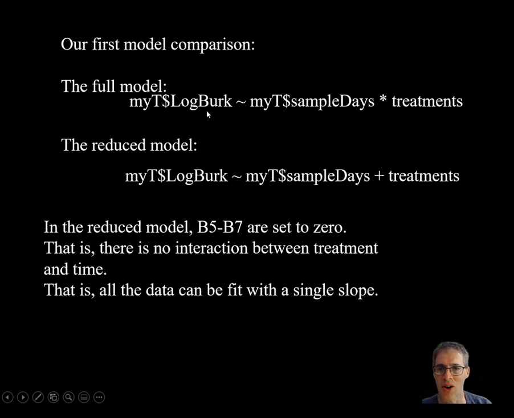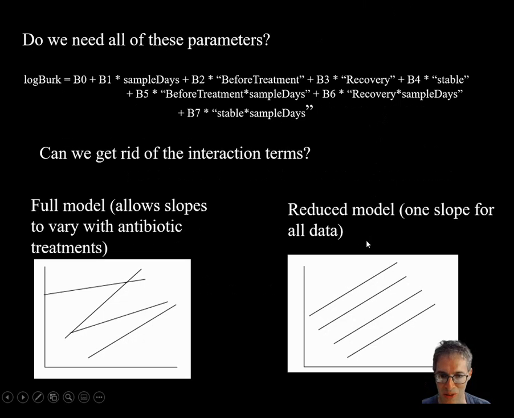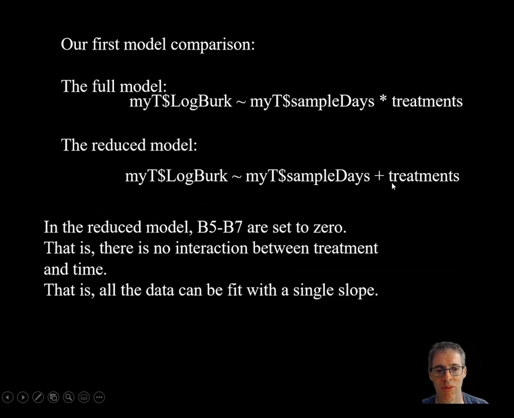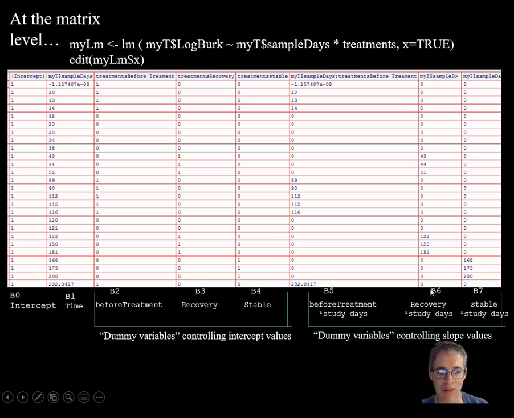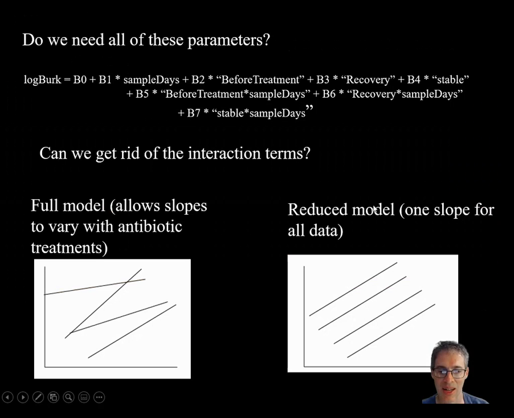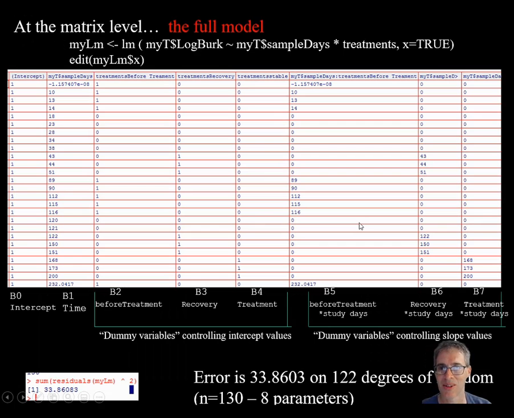So in R, we can generate these 2 models very concisely. For the full model, we say star. We want these interaction terms. The interaction terms here, again, mean that each treatment category can have its own slope. Or we can have the reduced model where we don't allow interaction terms. And in our syntax, we just say this as a plus instead of a star. So in the reduced model, B5 through B7 are just always set to 0. And our first ANOVA is going to compare the full model to the reduced model.